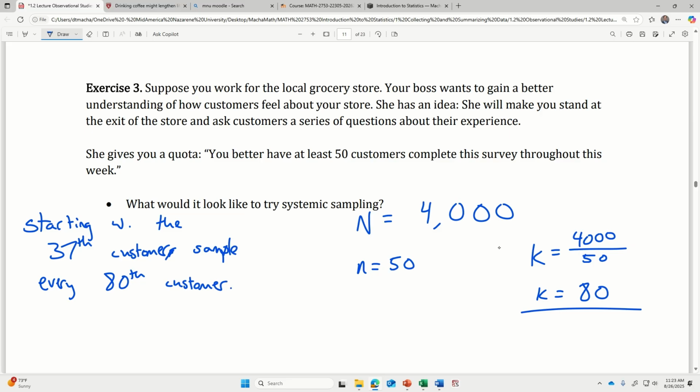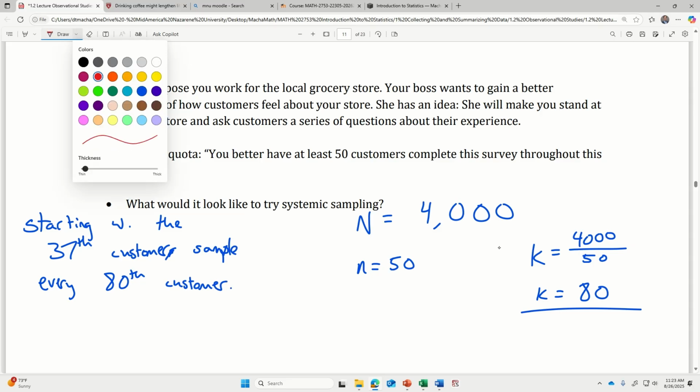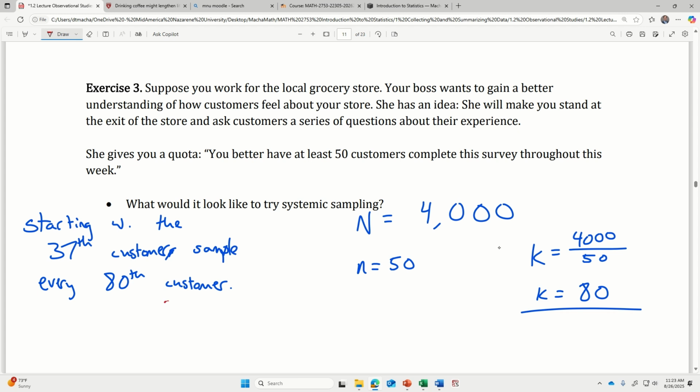I look at the numbers that print out on the receipts whenever a customer goes through the line, and if they happen to be customer number 37, or customer number 117, or customer 197, and so on, you hit those magic numbers every 80th customer. That's when you stop the customer and say, hey, please do this survey. My boss is going to whip me if I don't.